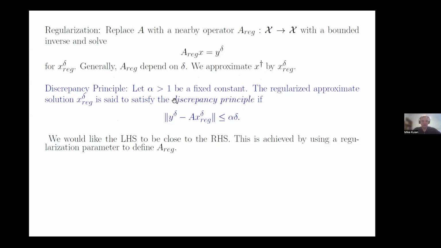If we have a parameter alpha, fixed, constant, larger than 1, the regularized approximate solution is said to satisfy the discrepancy principle if the norm of this difference is smaller than alpha delta. We call this inequality the discrepancy principle. It means that our regularized solution, multiplied by the original operator, is not very far from the data.